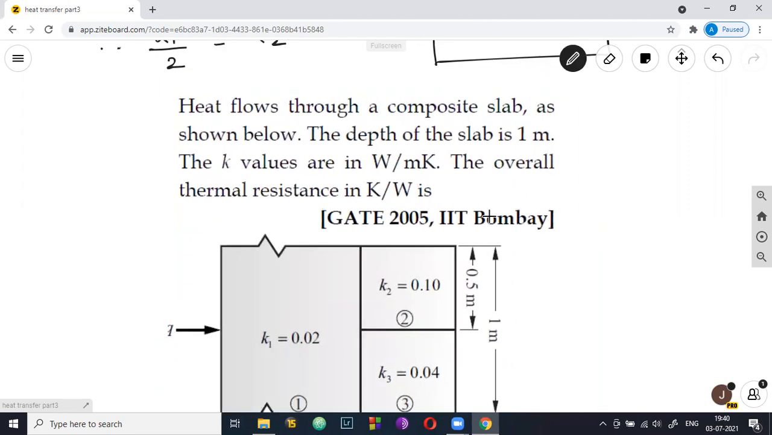So next, question number 17. The question goes like this. The heat flows through a composite slab as shown below. The depth of the slab is 1 meter. The K values are in watt per meter Kelvin. The overall thermal resistance in Kelvin per watt is. So we have to find the overall thermal resistance.